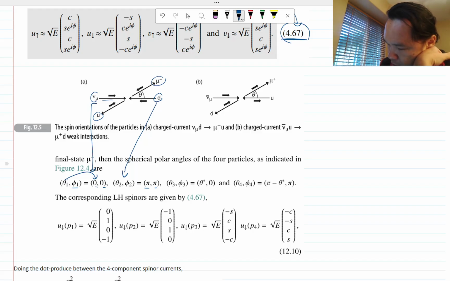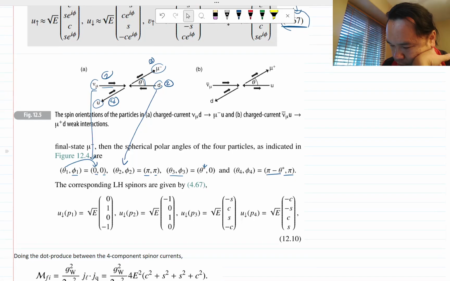So this is 1, this is 2, now we have 3. 3 is more complicated because now it's coming out at some angle that we don't know. The star indicates that we're working in the center of mass frame. And whatever the angle of the muon that comes out, the up quark, which is this, the 4-momentum here, is going to come out basically pi minus that.